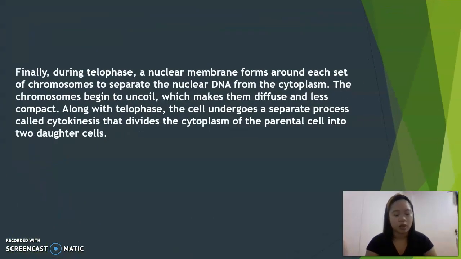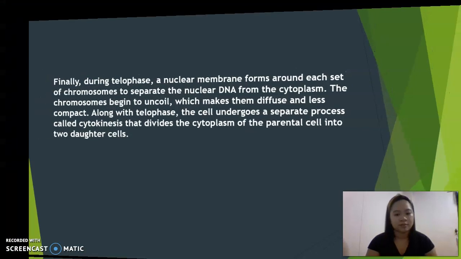Finally, during telophase, a nuclear membrane forms around each set of chromosomes to separate the nuclear DNA from the cytoplasm. The chromosomes begin to uncoil, which makes them diffuse and less compact. Along with telophase, the cell undergoes a separate process called cytokinesis that divides the cytoplasm of the parental cell into daughter cells.